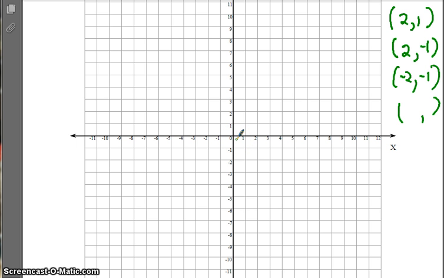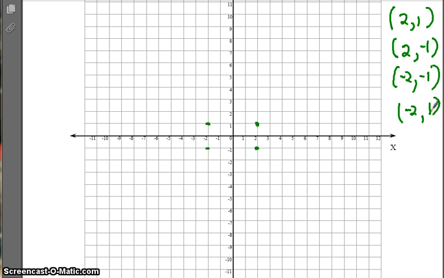So first off, let's graph the 3 points that we know. (2, 1), (2, -1), (-2, -1). And the last point, since it's a rectangle, we can logically figure out that my rectangle is going to be straight across from here and vertically from here. So that's my last point. To indicate that is (-2, 1). Done. Pretty simple.